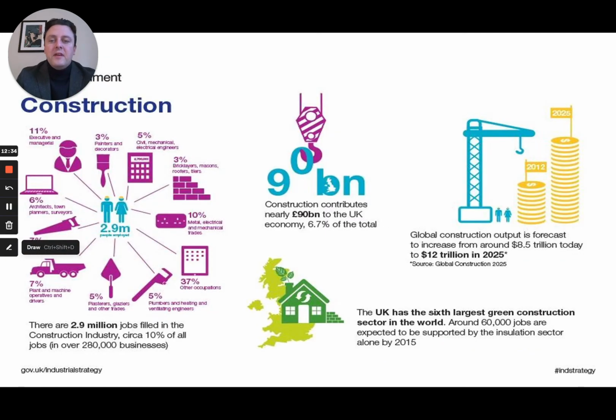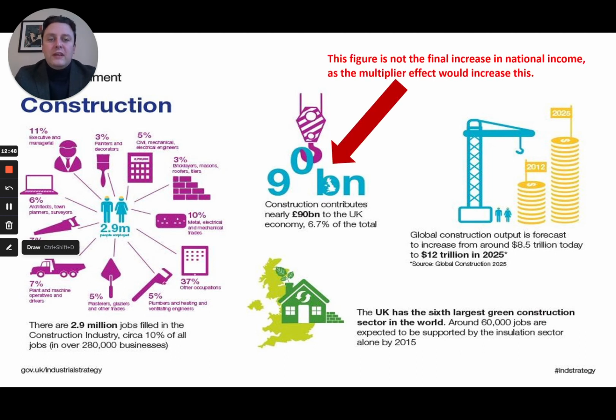Okay, so we'll have a wee look at this. There's a government document about construction. So construction contributes nearly 90 billion to the UK economy. Now, this figure is not the final increase in national income, as the multiplier effect would lead to a much larger effect on national income.